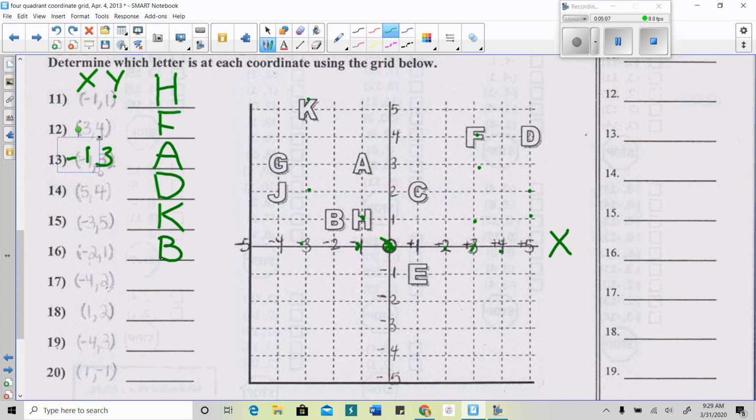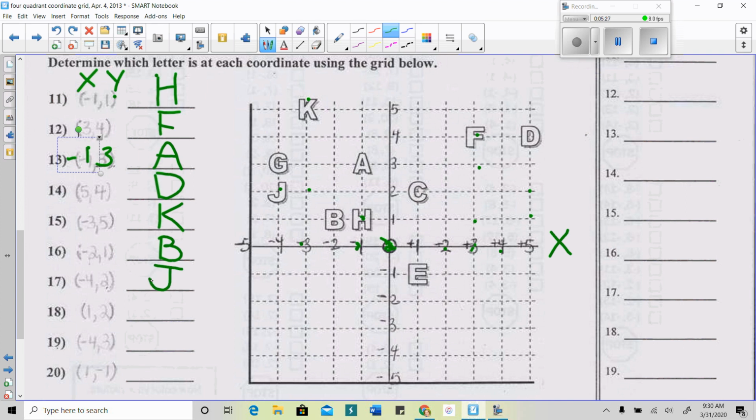Okay, now plot the point -4, 2. So figure out what letter is there. So I'm going to start at the origin. -4 means go backwards 4, so go 1, 2, 3, 4. And then 2 is a +2, so I'm going to go up 1, 2, and I would land on J.